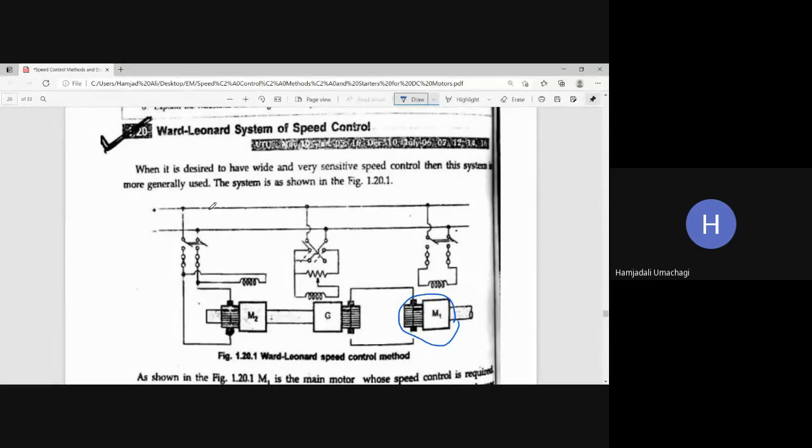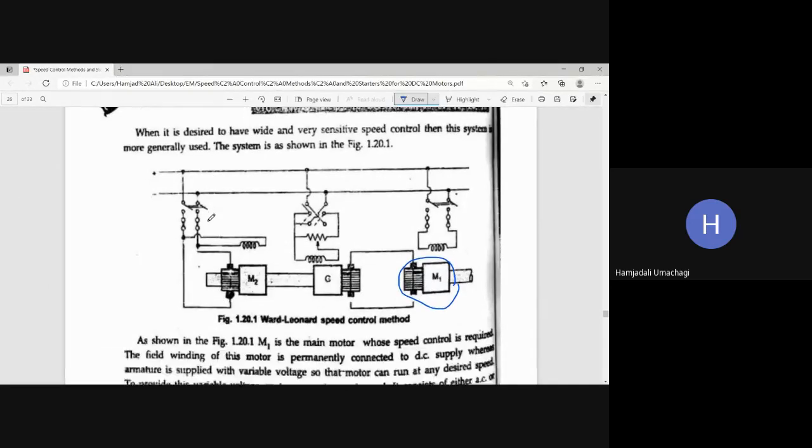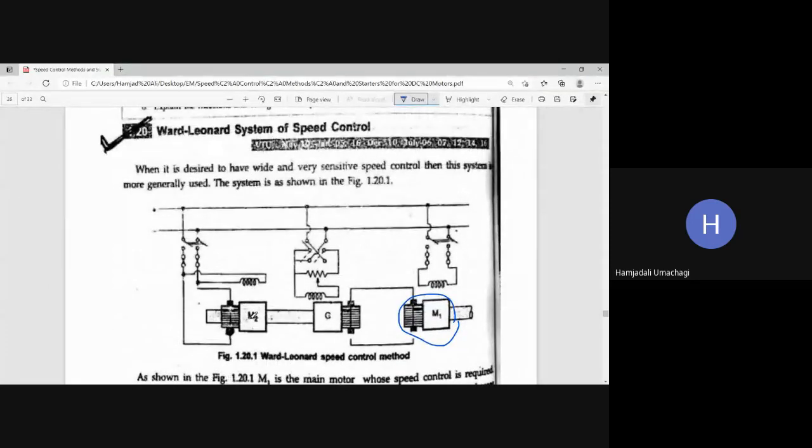You can see here there are three machines. Out of that, motor M2, motor M1, and one more is the generator. So out of these three, M1 is the motor whose speed we should control. M1 is the motor whose speed has to be controlled, but to control this motor speed, we are going to make use of one motor and generator set, where the motor's field winding is directly connected to the DC power supply. So this is the DC power supply line, plus minus.